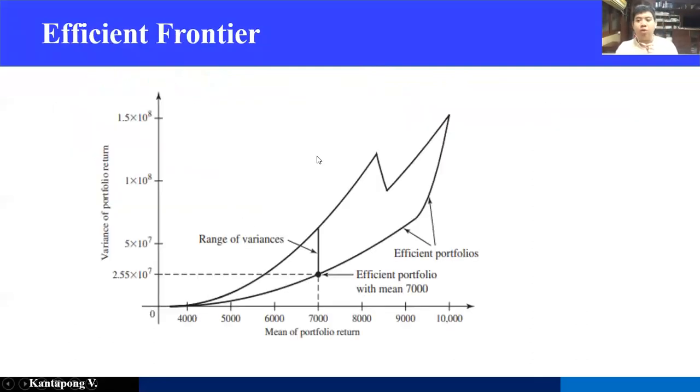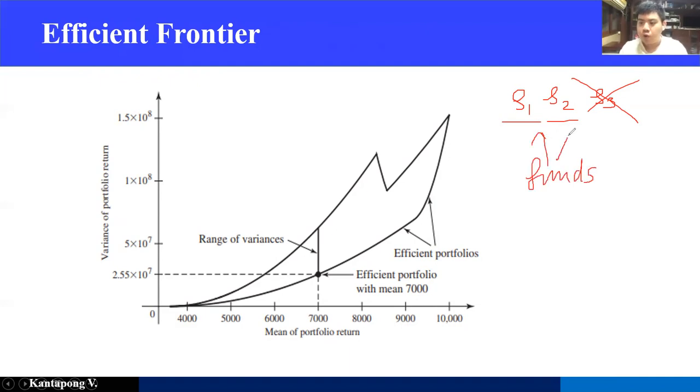So look at this diagram. We have S1, S2, and S3, right? Let's say we do not consider S3. We consider this one. So how do we split the funds into these two? Let's say proportion Y is invested in S1 stock, 1 minus Y in S2 stock. So Y is the key variable here.